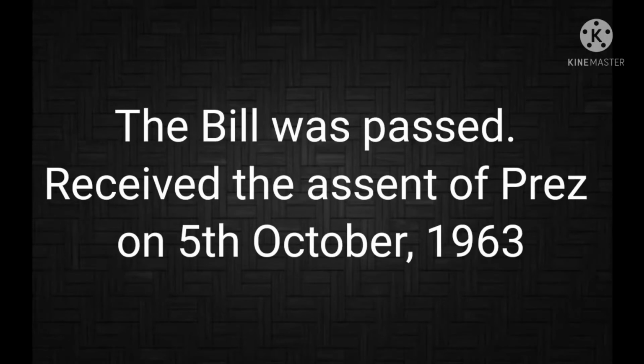in 1963 was introduced, and it received the assent of the President of India on 5th October 1963, and it was published in the Gazette of India on 5th October 1963. After that this act came into existence, and it came into force with effect from 1st January 1964.